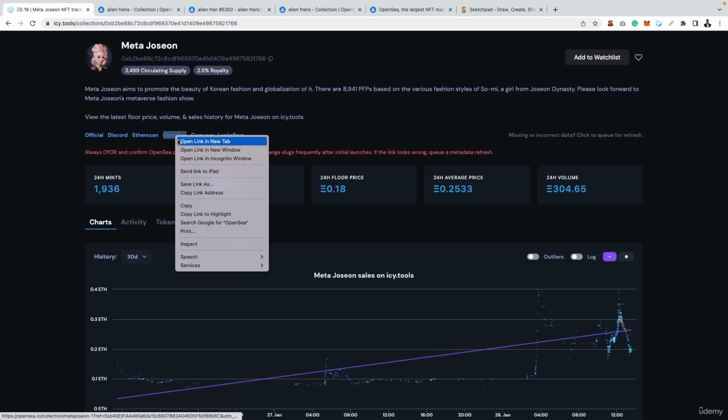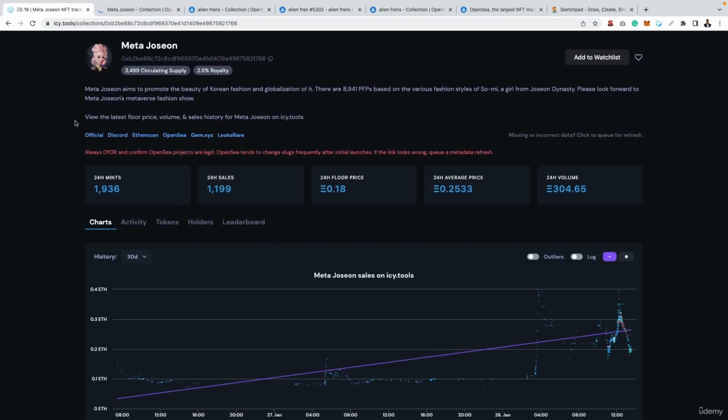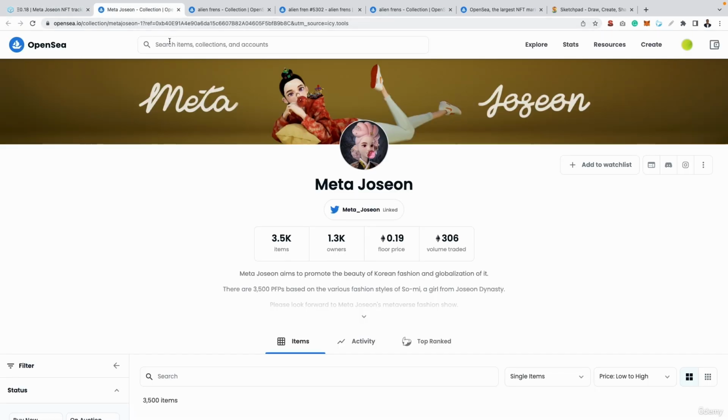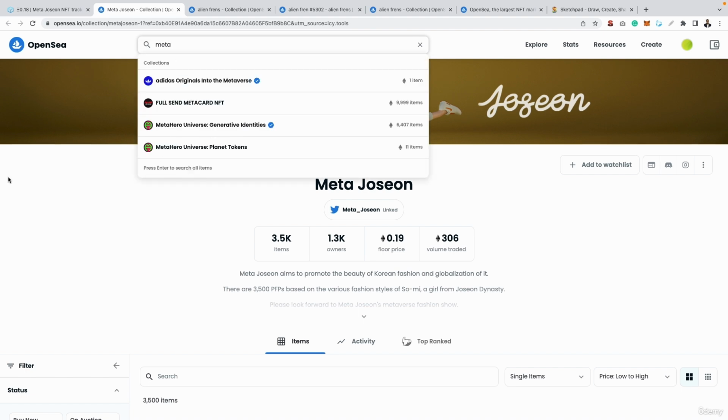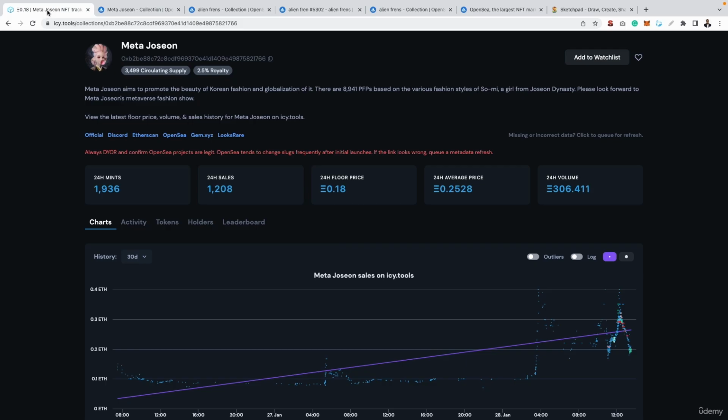I can then click this link right here to the OpenSea, as yes, IC Tool also pulls in the most important links for that project as well. You don't have to even worry about going on OpenSea and typing in Meta and then trying to find the collection, making sure you're not getting scammed. You can just click the links already provided on OpenSea.